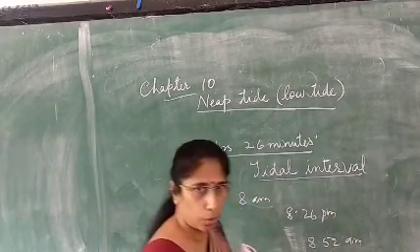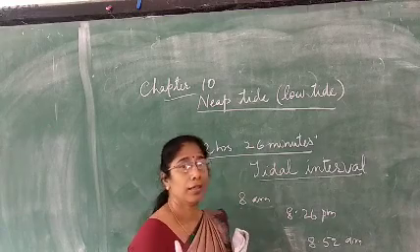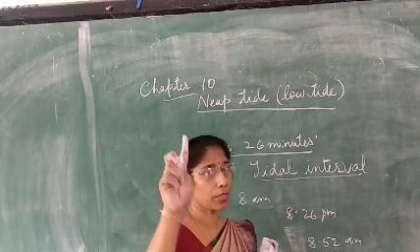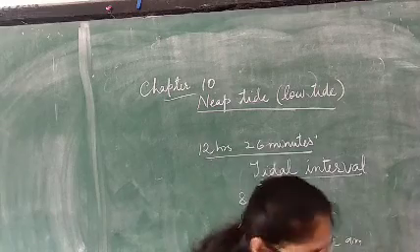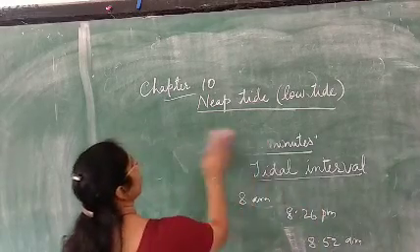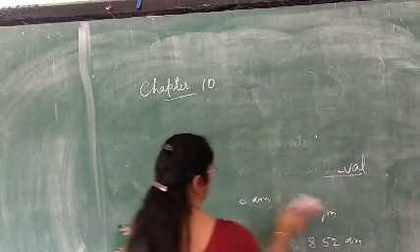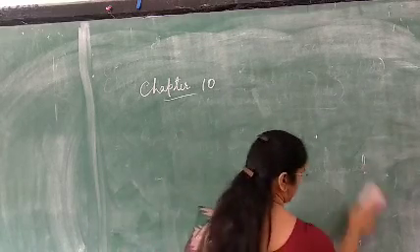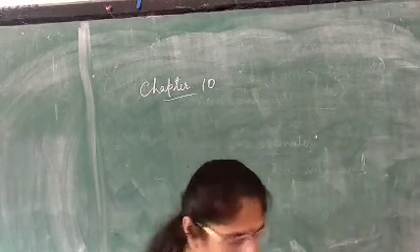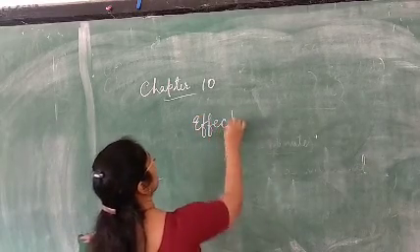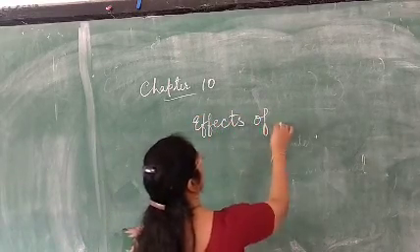Okay, yes. This is what we have about neap tide. Neap tide is a low tide where high tide becomes lower and low tide becomes higher. Okay. Now, the last topic of this chapter is effects of tides. What are the effects of tides? Let us learn.